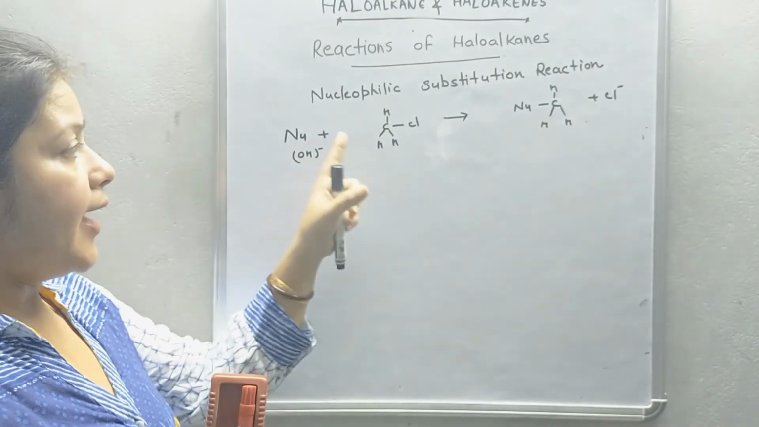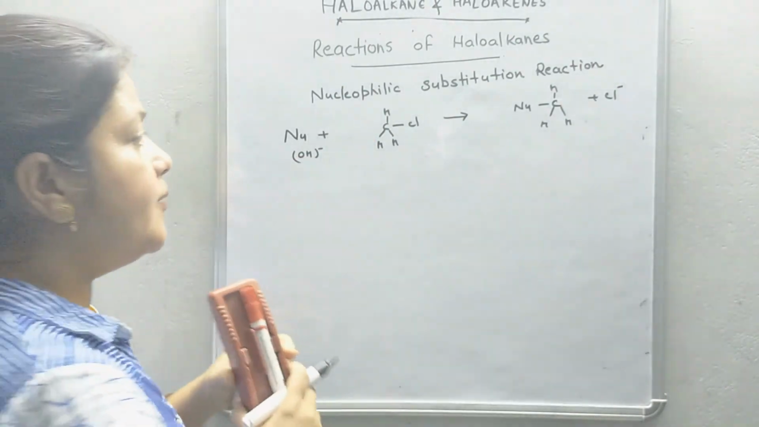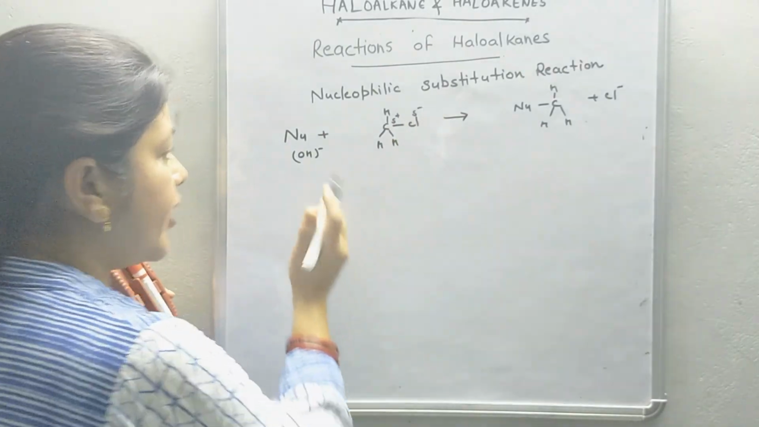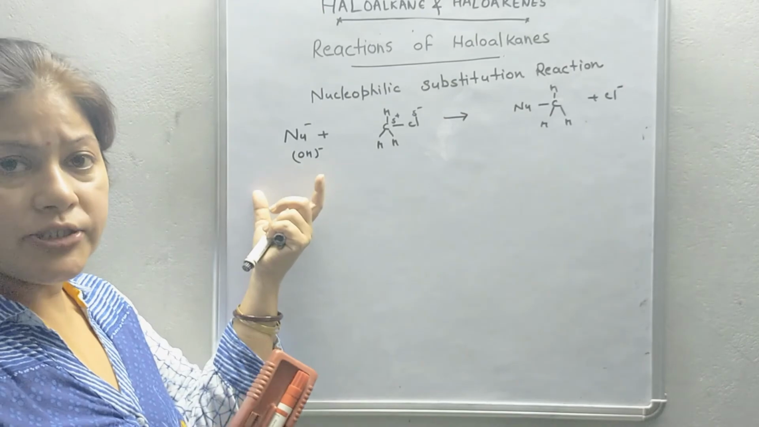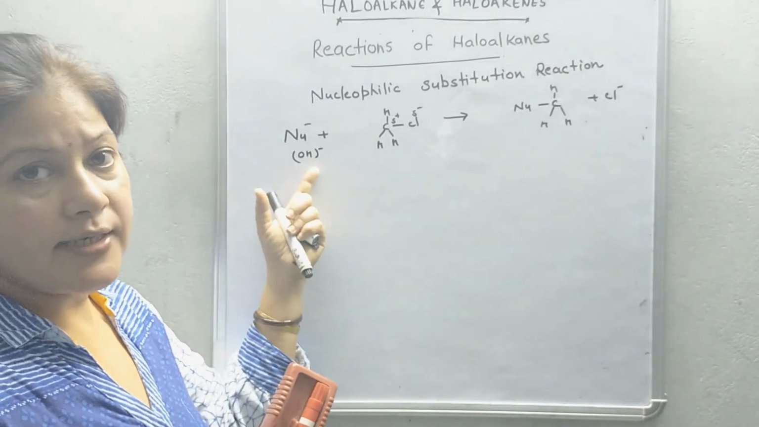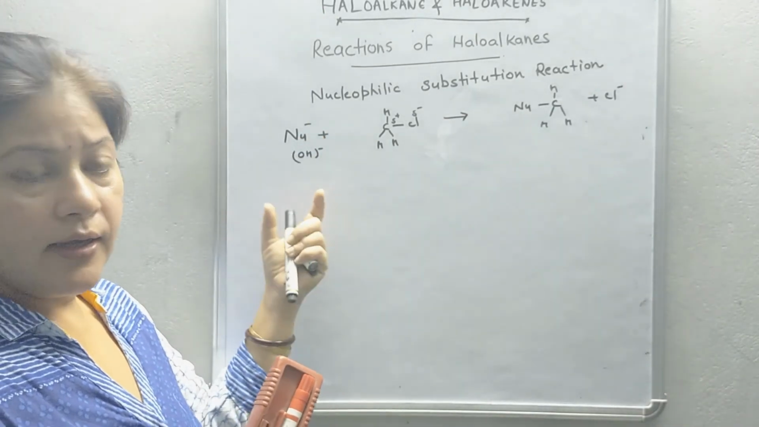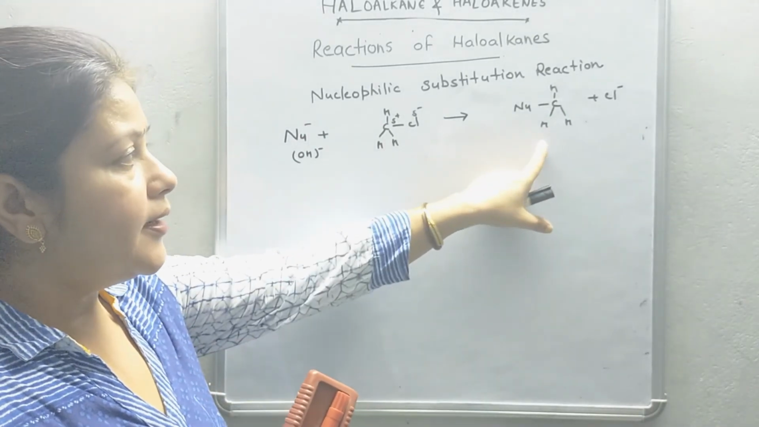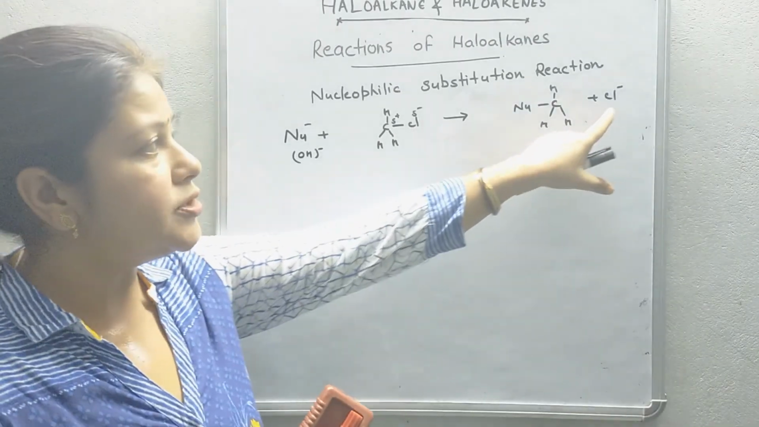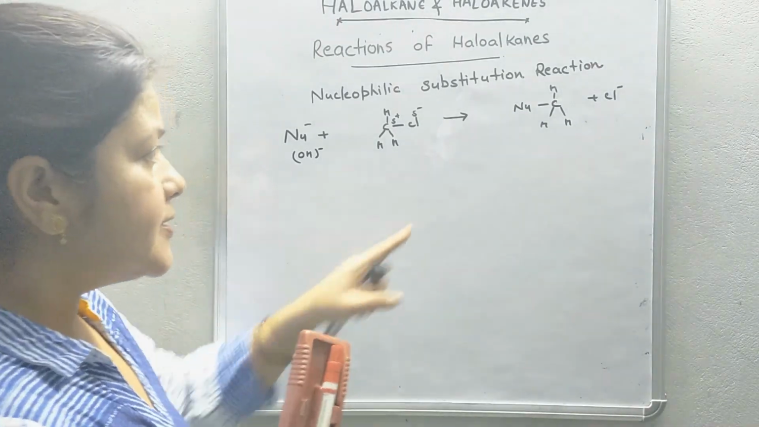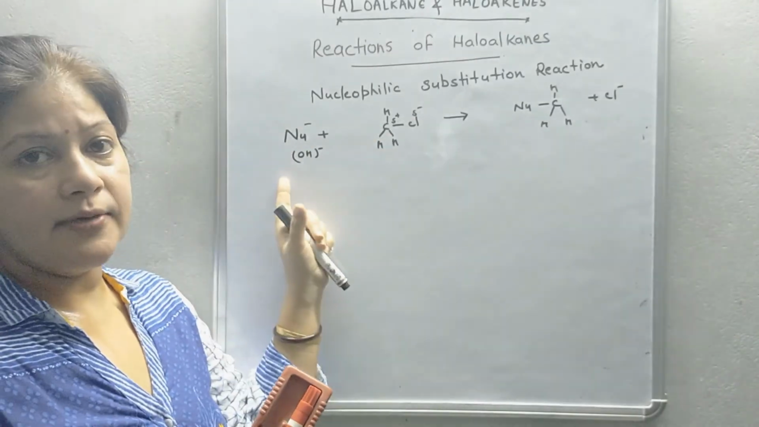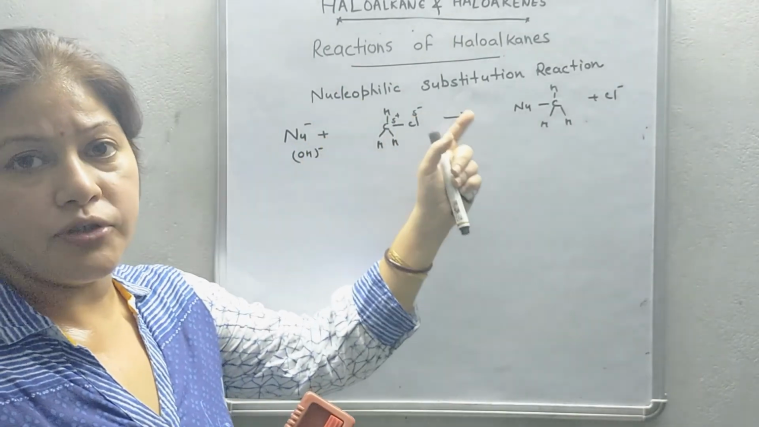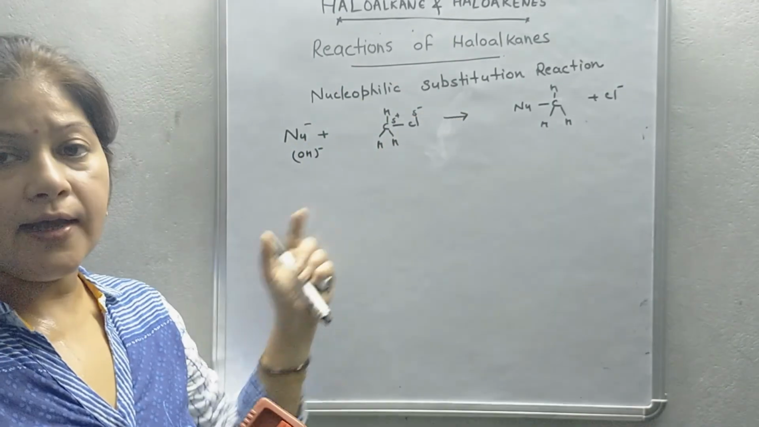It attacks the carbon atom because it carries partial positive charge, while the chlorine carries partial negative charge. The electron rich or negatively charged element is called a nucleophile, and the substance reacts with carbon and substitutes the chloride ion. This is the mechanism. The whole mechanism is carried out by the nucleophile, so it is called nucleophilic substitution reaction. Okay, this is the reaction.